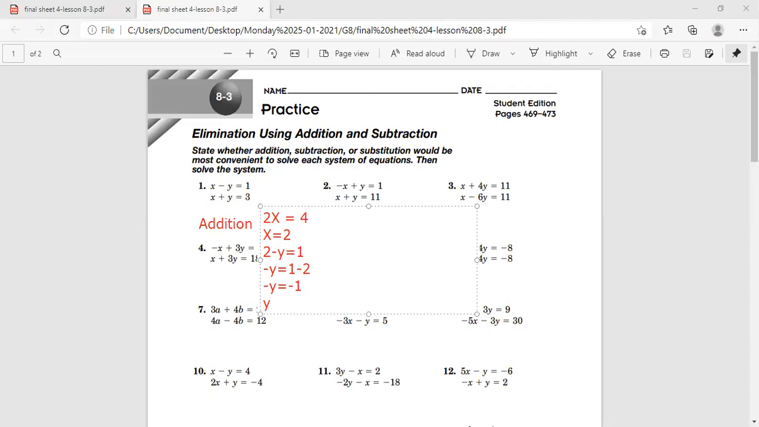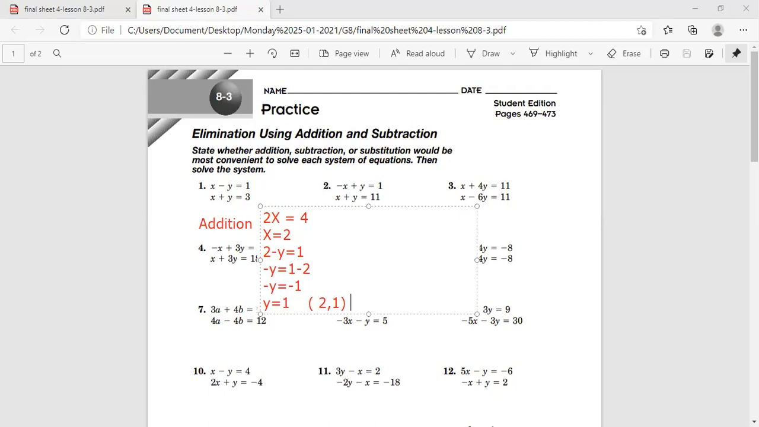Then the value of y will be equal to how many? It will be equal to 1. Now the answer for this question, what is the answer, grade 8? 2 and 1. Yes, 2 and 1. We have to write the value of x first, and then we will write the value of y. Is there any more step, or do we have to stop here?